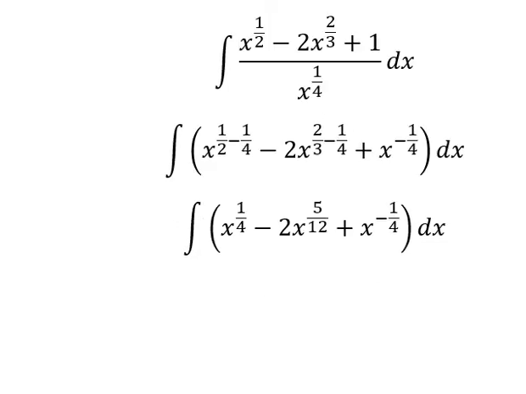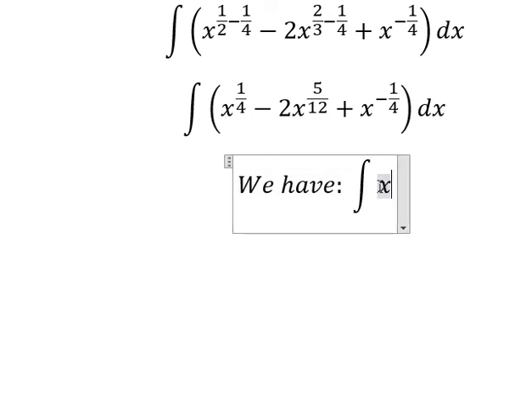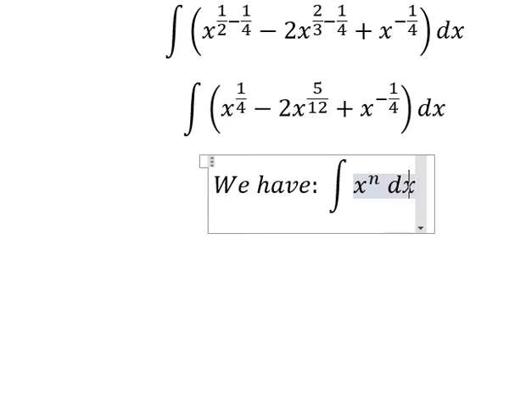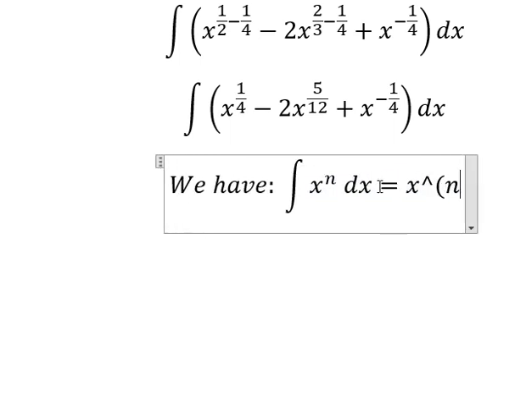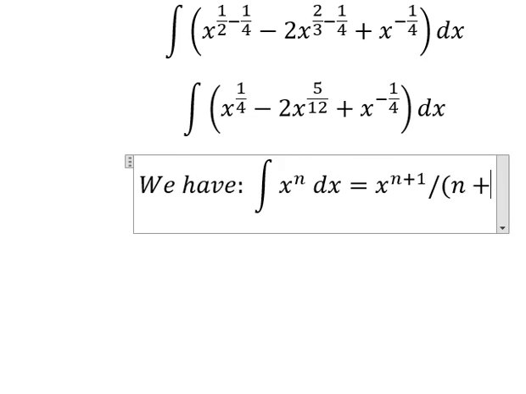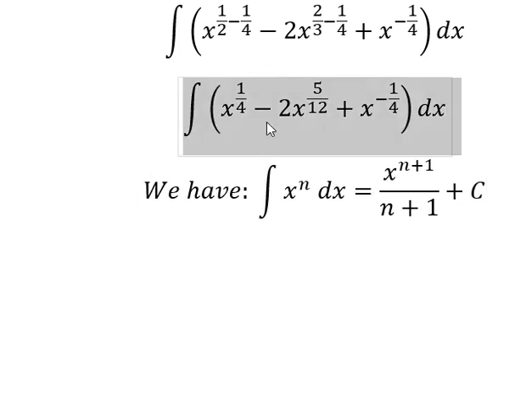And now we have the formula in here. The integration of x to the power of n dx. We have x to the power of n plus 1 over n plus 1, and I will put plus c. Now we can apply this formula for this one, and this one.